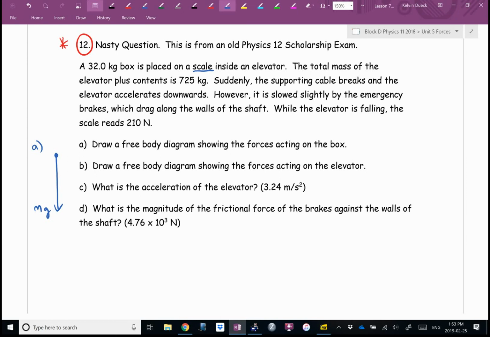Which way is the box moving according to this question? Down. Is it speeding up or slowing down on the way down? Slowing down. So which way is it accelerating? Which way is the bigger unbalanced force? There's the free body diagram on the box.